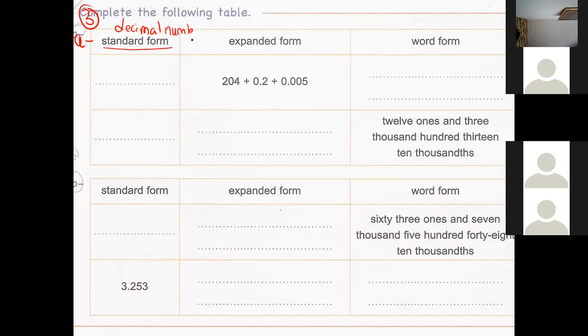204 point what? Let's put dashes. Count the digits in the decimal part, Ranim. How many digits do we have here? 1 digit. And here? 3 digits. So how many dashes do we have to place here, Ranim? 3 dashes. Let me count them down.